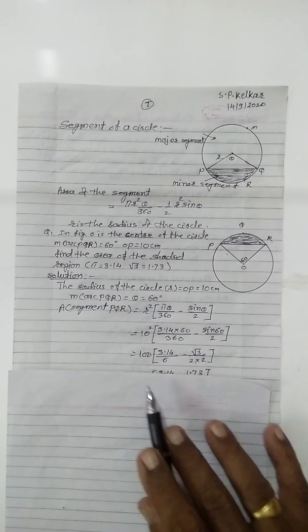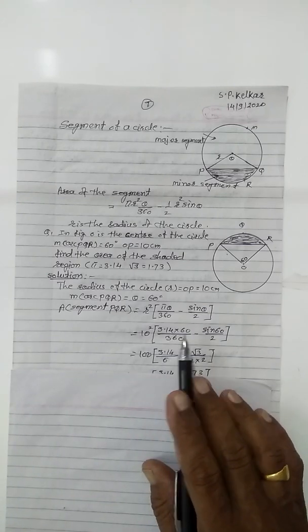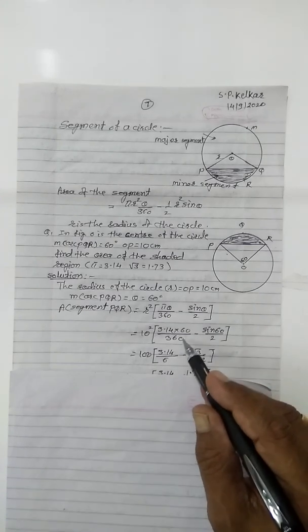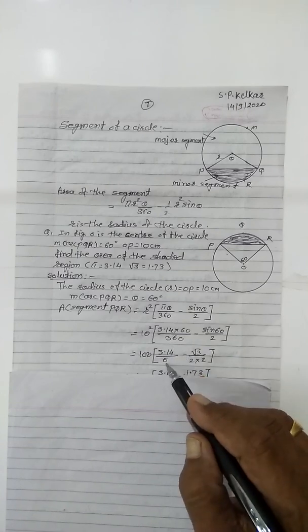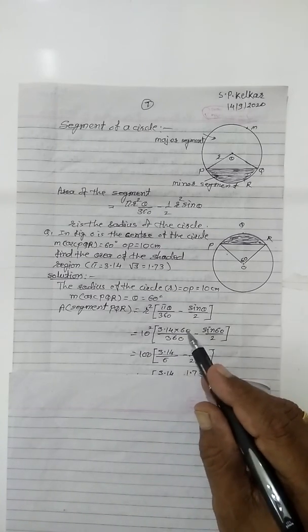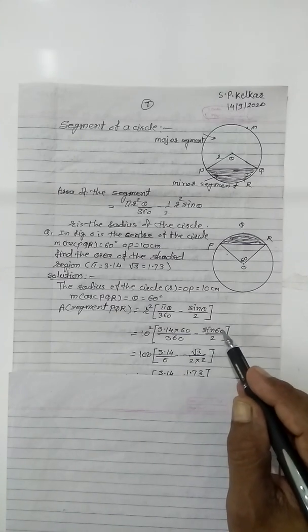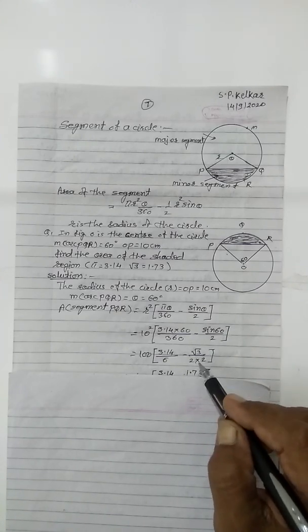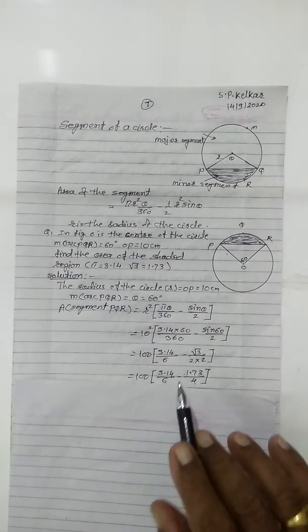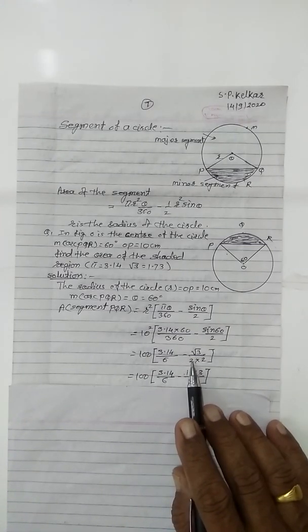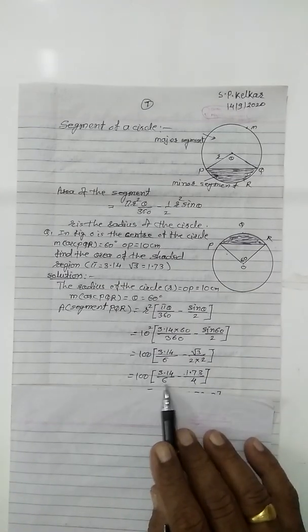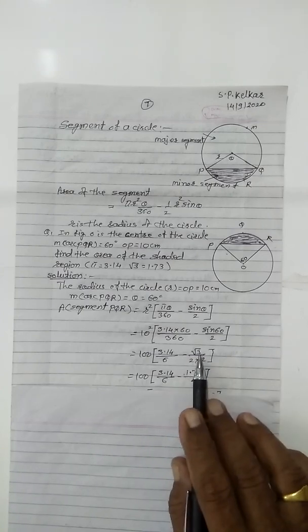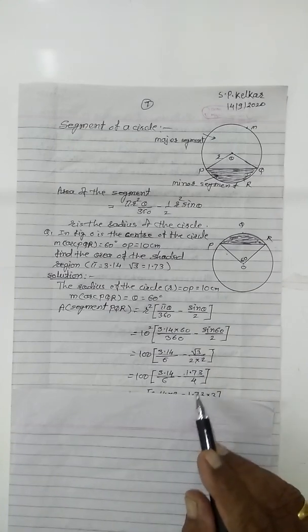Now 10 square is 100, 3.14 into 60, we cancel the 0, 6 1s are 6, 6 is the 36. So write down here 6 means 36 divided by 6. Then sine 60 equal to under root 3 by 2. Then take a subtraction of these 2. Here 2 into 2 is 4. See, 3.14 divided by 6 minus 1.73, since root 3 is 1.73, divided by 4.